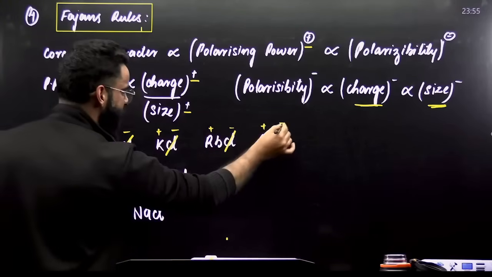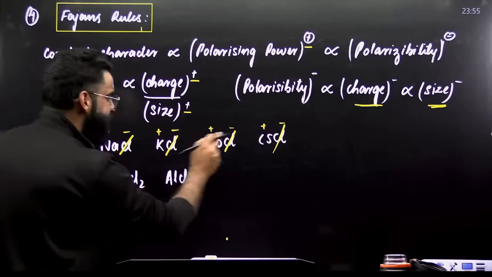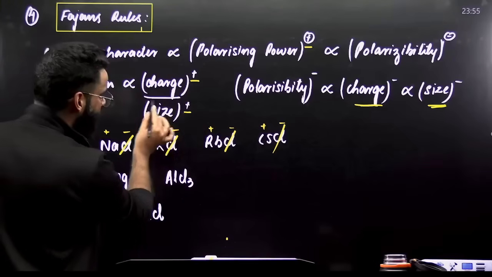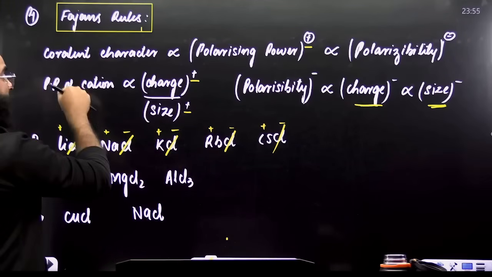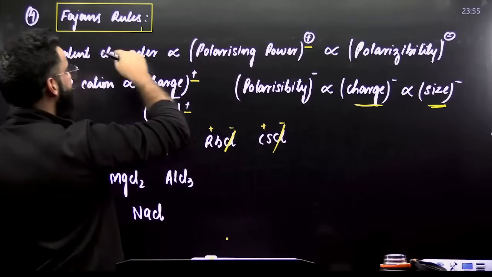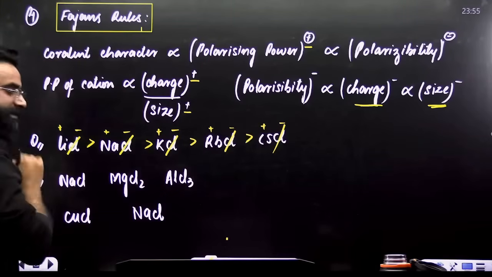So, I'm not going to decide on the basis of anion. I'll be deciding on the basis of cation. Now, the charge on every cation is the same. So, talk in terms of size. Lesser the size of cation, more the polarizing power. And more the polarizing power of cation, more the covalent character. So, this is the covalent character order here, because the size of this cation is least.